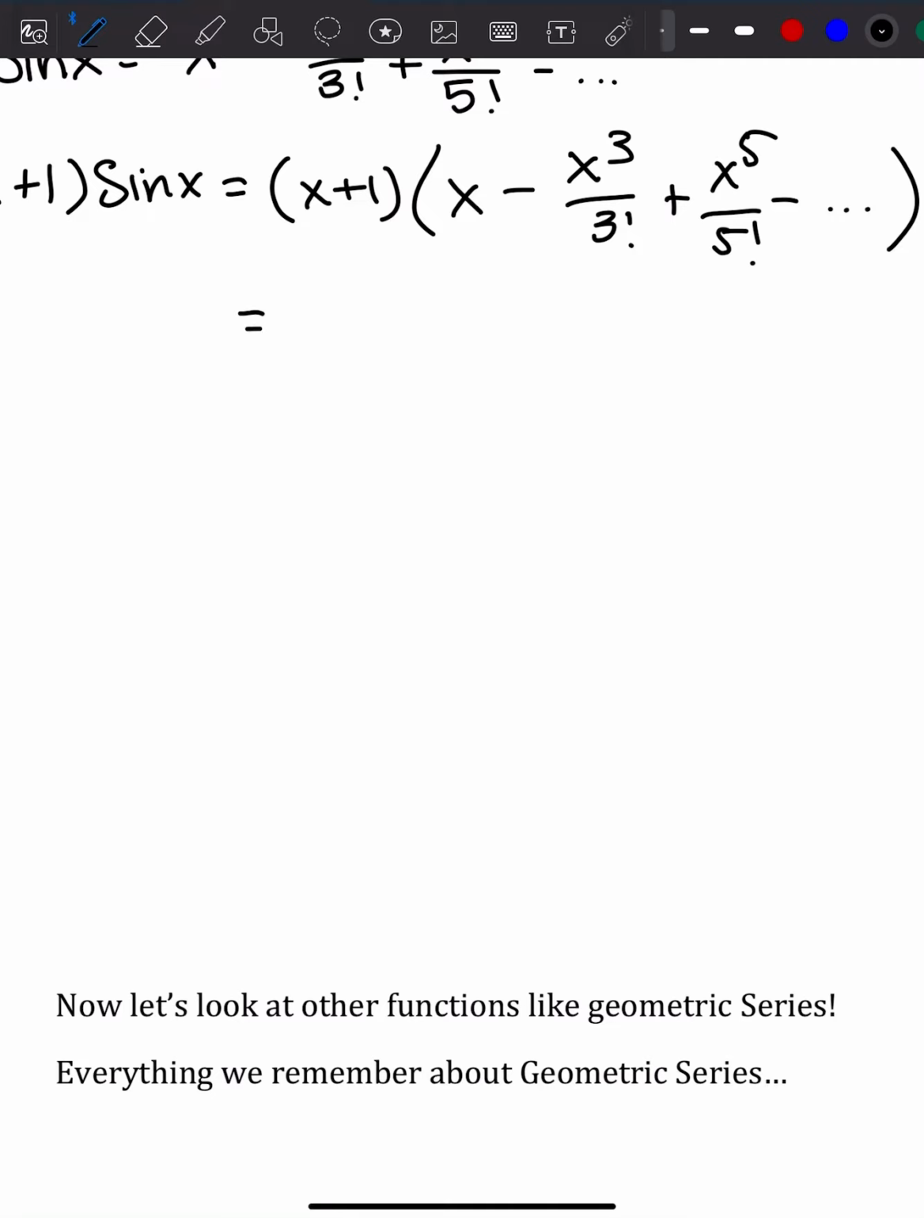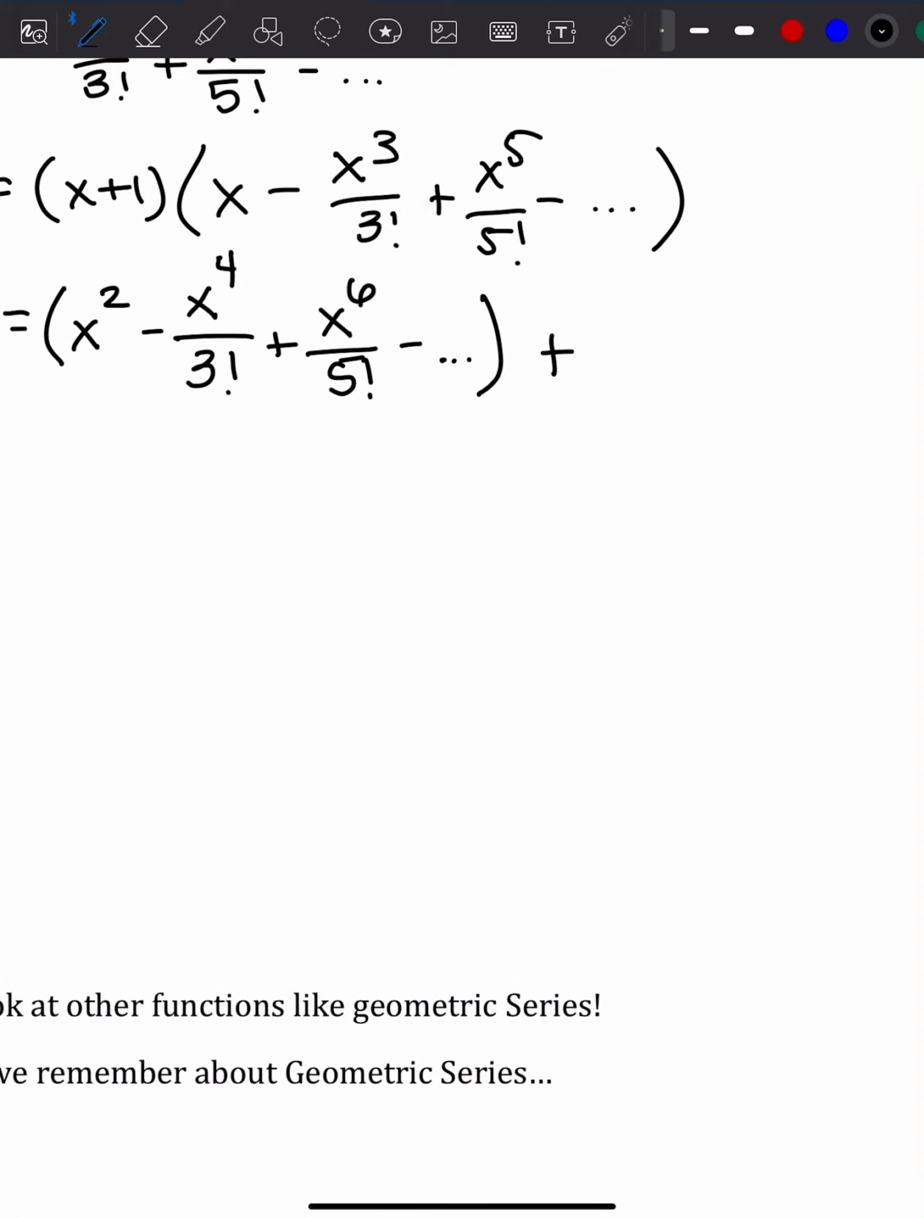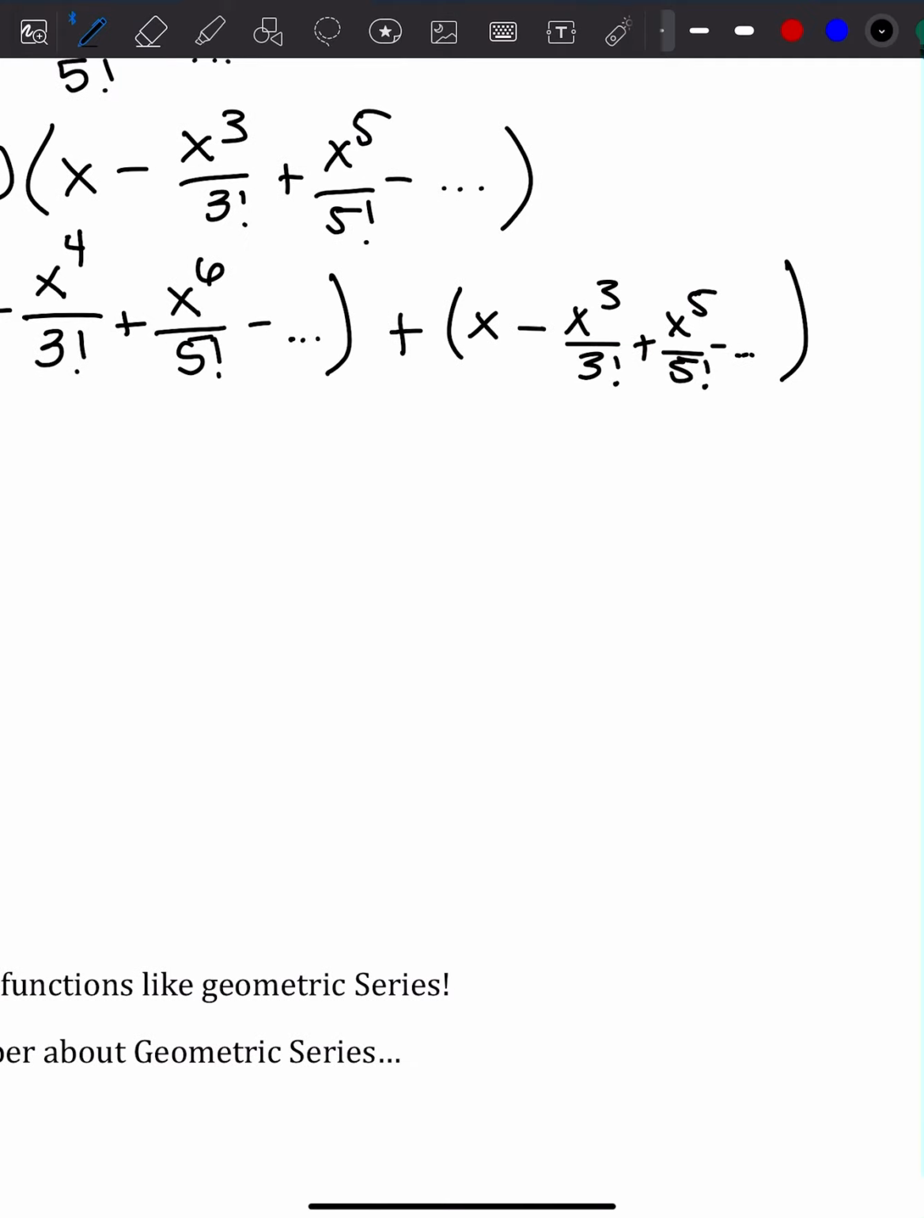So I have x times x to get x squared. X times x cubed is now going to be x to the 4th, but still 3 factorial. We have x times x to the 5th, and that goes on forever. And then I need what happens when I multiply by 1. So when I multiply by 1, we get x minus x cubed over 3 factorial plus x to the 5th over 5 factorial, and that goes on forever.